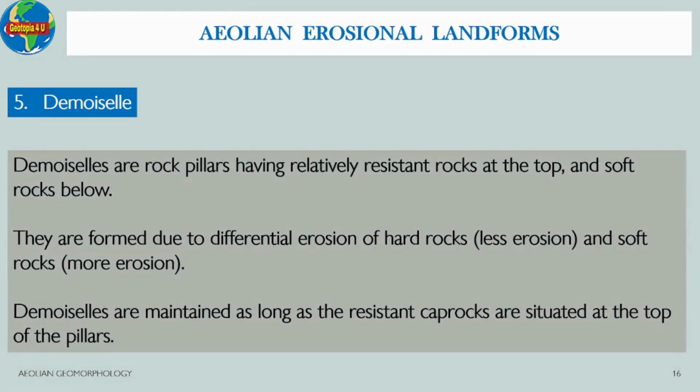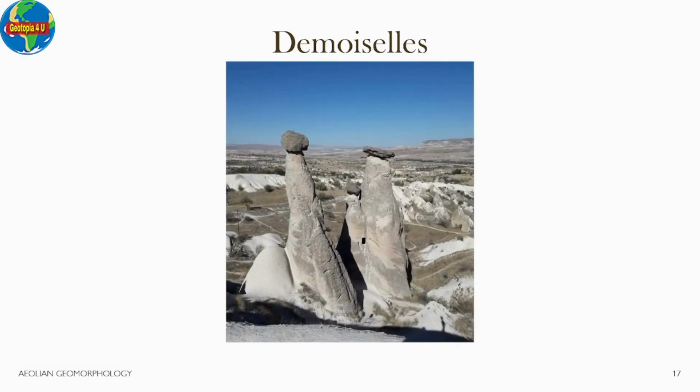Number 5. Demoiselle. Demoiselles are rock pillars having relatively resistant rocks at the top and soft rocks below. They are formed due to differential erosion of hard rocks which suffer less erosion and soft rocks which suffer more erosion. Demoiselles are maintained so long as the resistant cap rocks are situated at the top of the pillars. In this slide, you can see the picture of how a demoiselle looks.